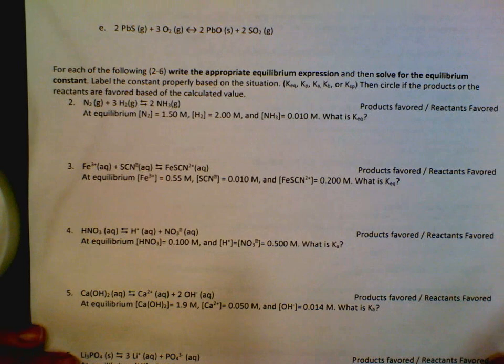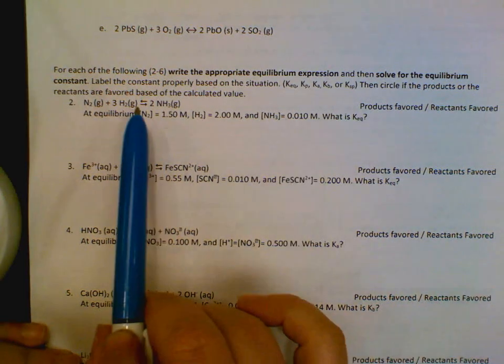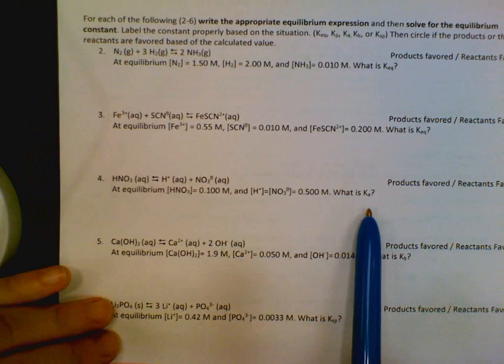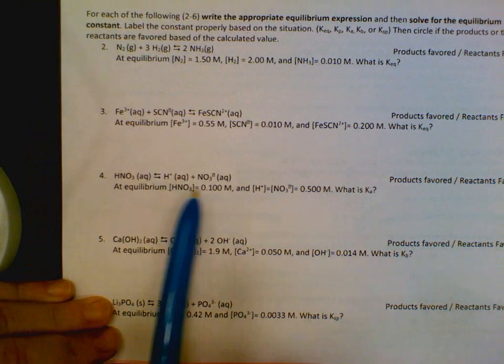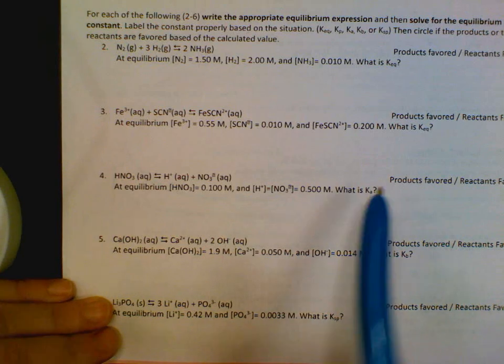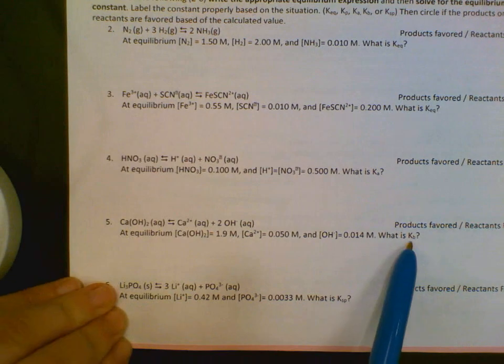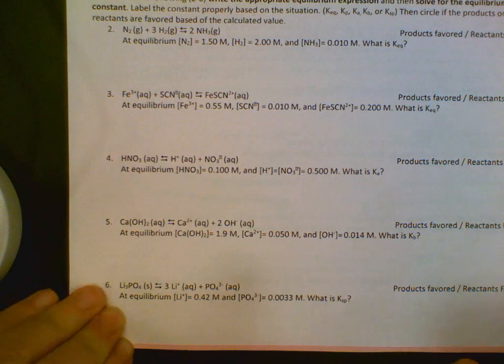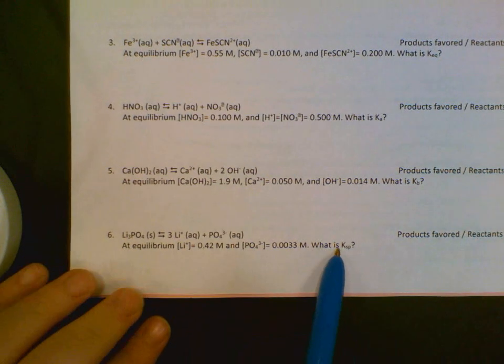For the next part, it's going to be more specific. So for instance, this one says KEQ. This one says Ka because it happens to be showing an acid. It's not going to change your setup, you're just going to label it differently. This one's Kb because it happens to be showing a base. Again, just labeled different.